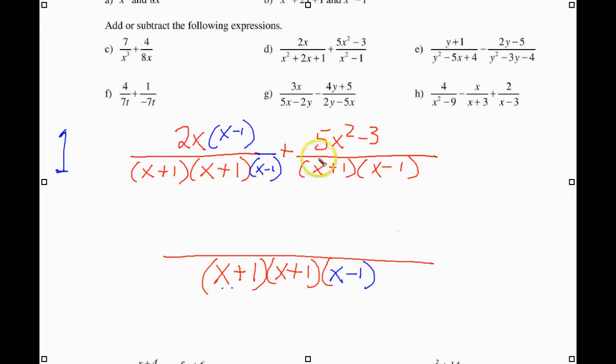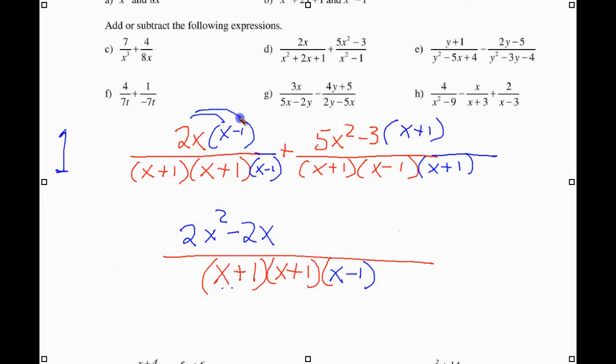So we need to multiply this one by 1 in the form of x plus 1 over x plus 1. Now I have this, which I can just distribute, 2x squared minus 2x, just distributing that. But here I have to FOIL, and I'll do that.